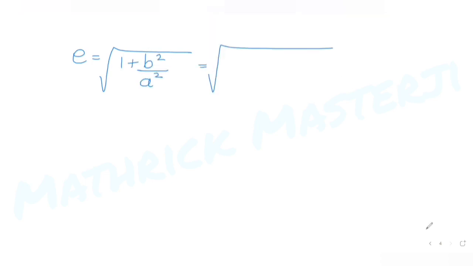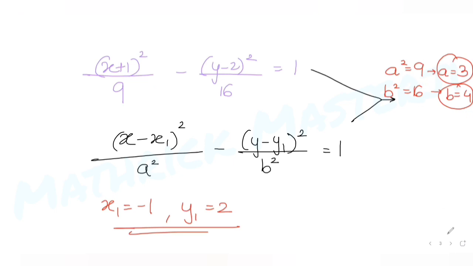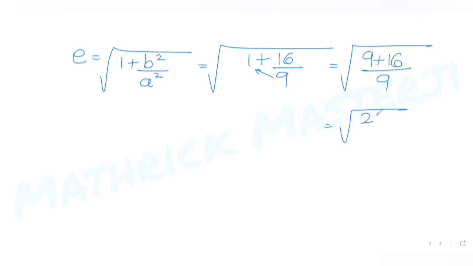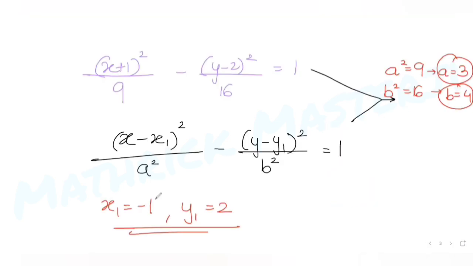Now let me figure out the eccentricity of the hyperbola. It is root of 1 plus b squared over a squared. I know b squared is 16 and a squared is 9, so it becomes root of 1 plus 16 over 9. Solving this, 1 into 9 is 9, plus 16, divided by 9, gives root of 25 over 9, and that makes it 5 over 3. Now I have the eccentricity for the hyperbola. I have x1, y1, a and b.